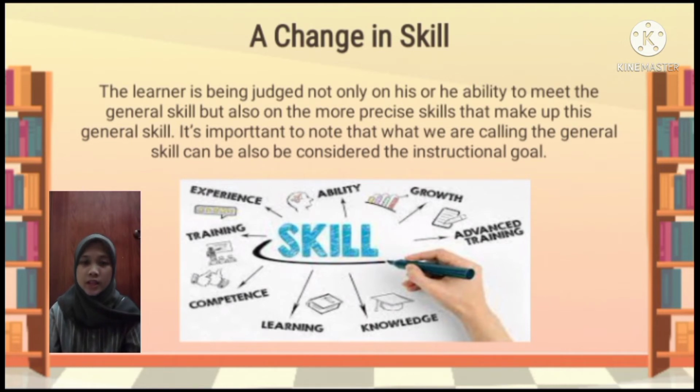Now, a change in skill. The learner is being judged not only on his or her ability to meet the general skill, but also on the more precise skills that make up this general skill. It's important to note that what we are calling the general skill can also be considered the instructional goal.